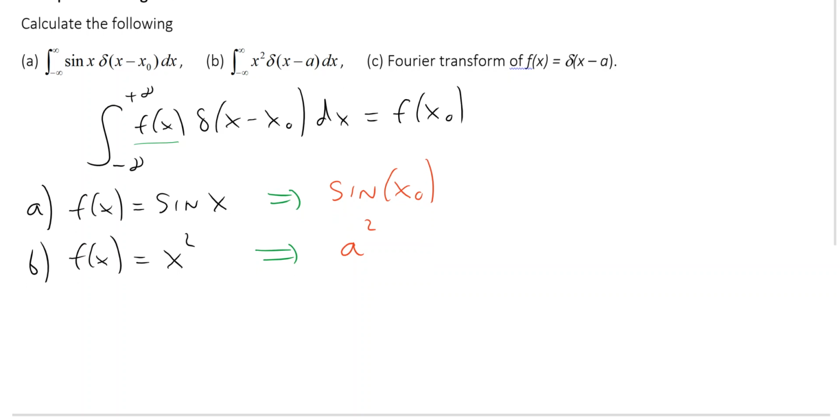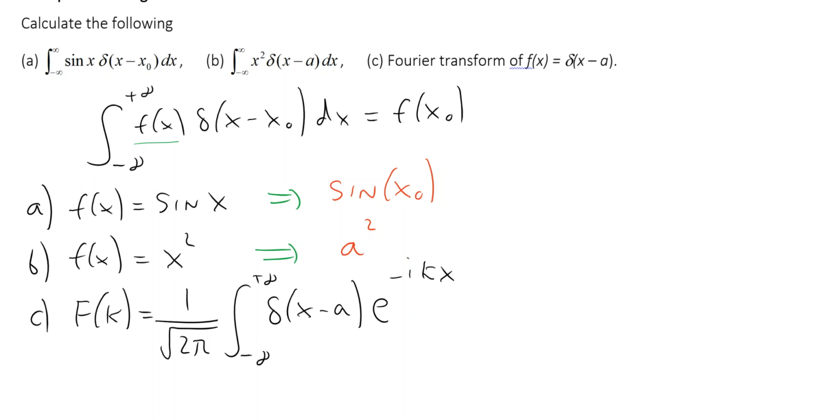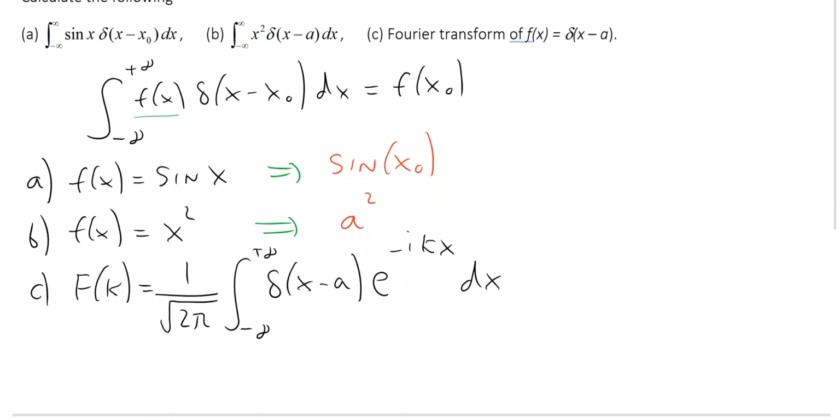The third example is slightly more involved. We're asked to find the Fourier transform of the delta function, delta x minus a. So to do this we write that, as we should know by now, f of k is equal to 1 divided by the square root of 2 pi, and then it's the integral between minus infinity and plus infinity. In this case, the function we're taking the Fourier transform of is the delta function x minus a, and then we get e to the minus i kx dx, like that.